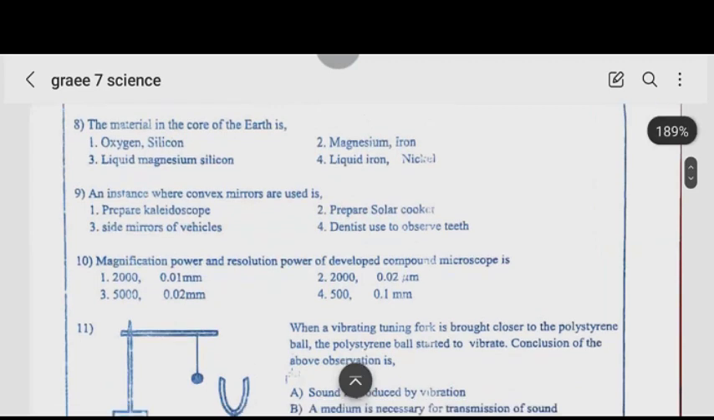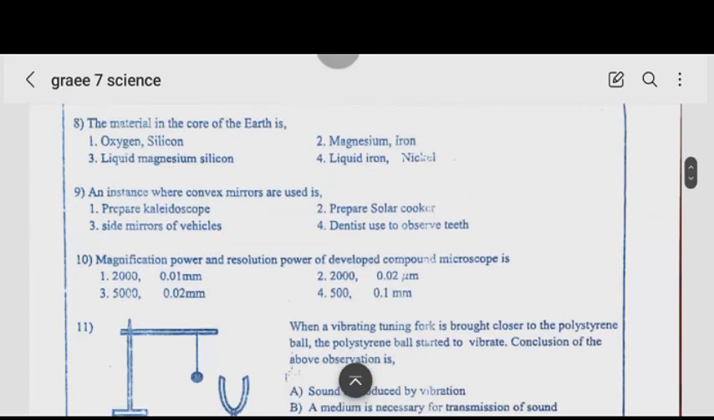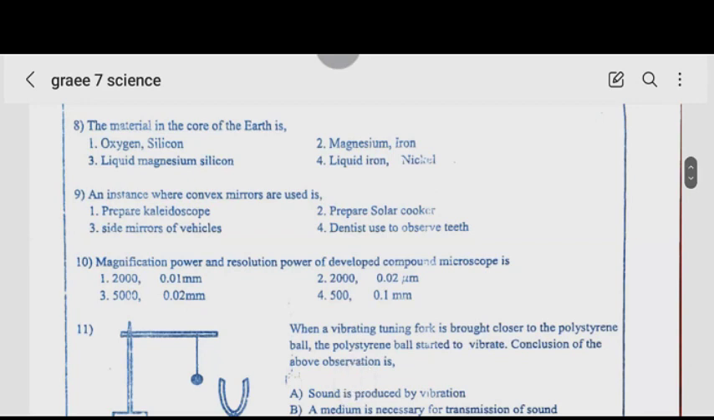We'll move on to number 8. The material in the core of the earth. So they are asking for the material in the core of the earth. You all know the answer. What does it contain in the core, children? Is it oxygen, or oxygen and silicon, magnesium, or liquid iron and nickel? Any idea? Can anyone remember that? Nickel. Very good. Liquid iron and nickel is there in the core of the earth.